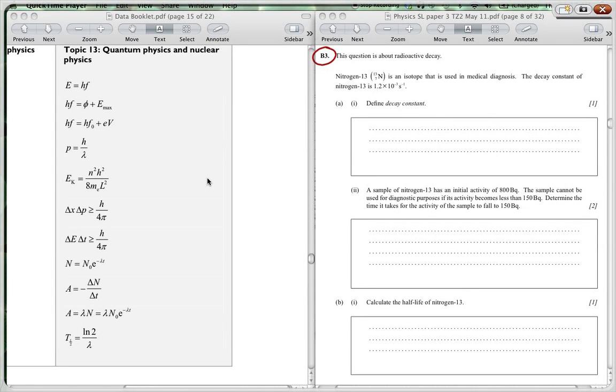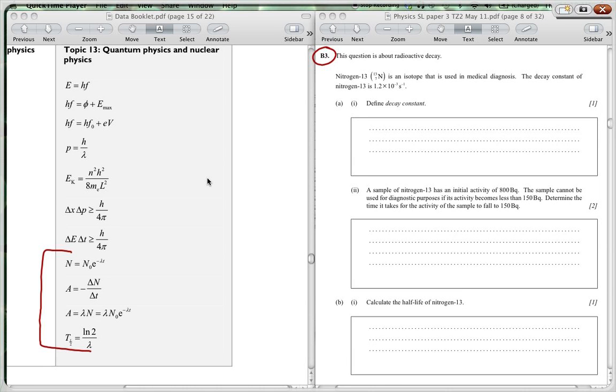Question B3, this question is about radioactive decay. So we're actually going to be using these formulas over here in dealing with this, and we'll define a couple of those as we go along. So we have nitrogen 13, an isotope that is used in medical diagnosis. The decay constant of nitrogen 13 is 1.2 times 10 to the negative 3 per second.